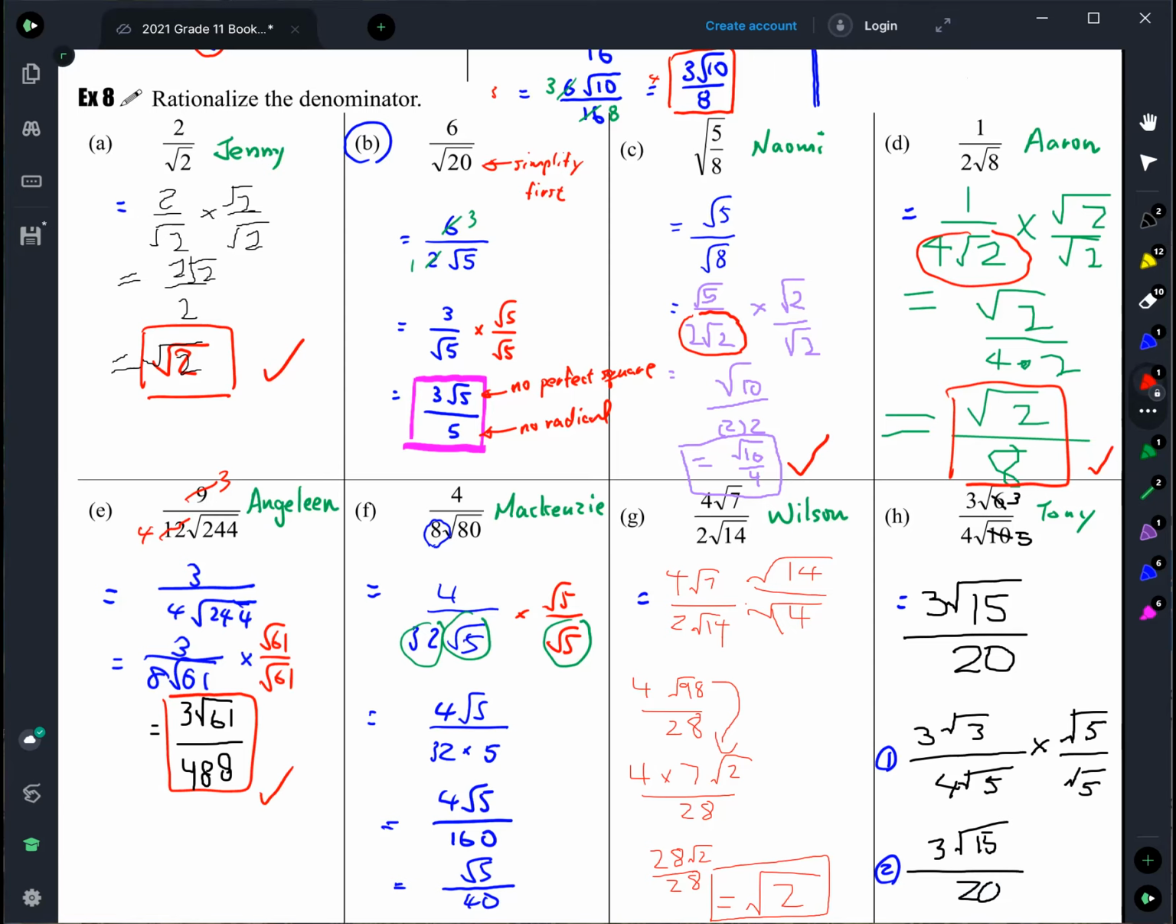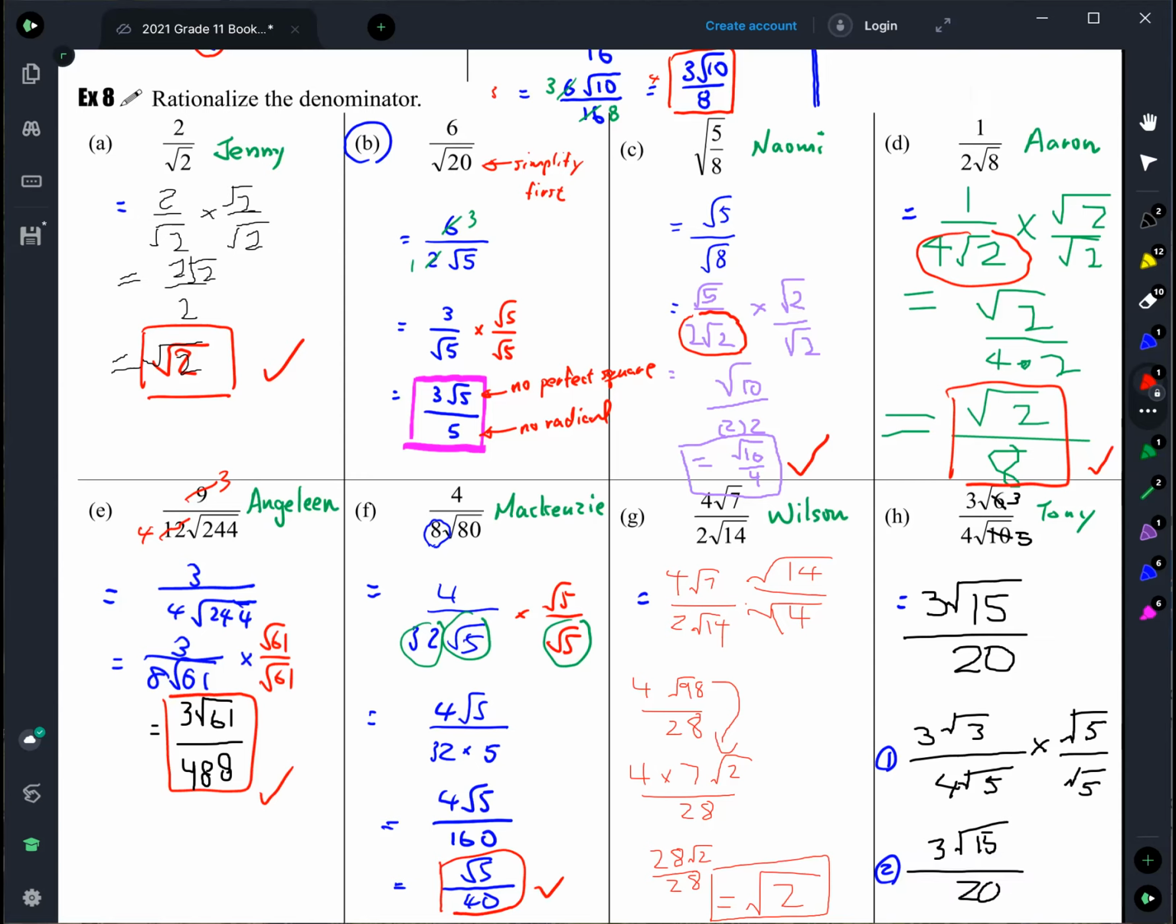And now for Mackenzie, this one we went over together, right? So simplify the 80 first, and then times it by root 5, and then reduce, okay? So that one's okay.